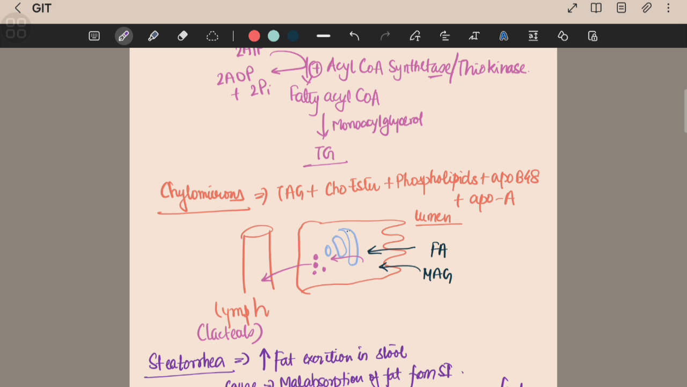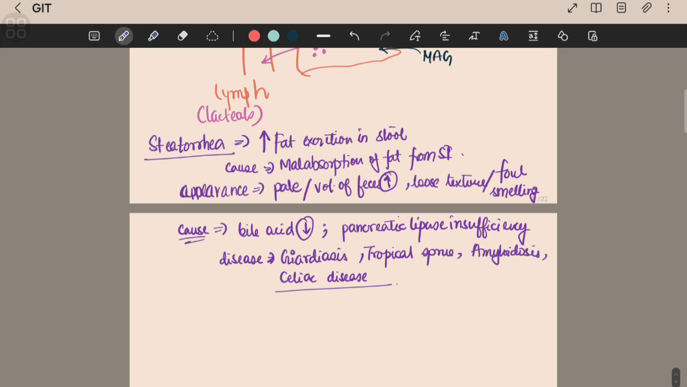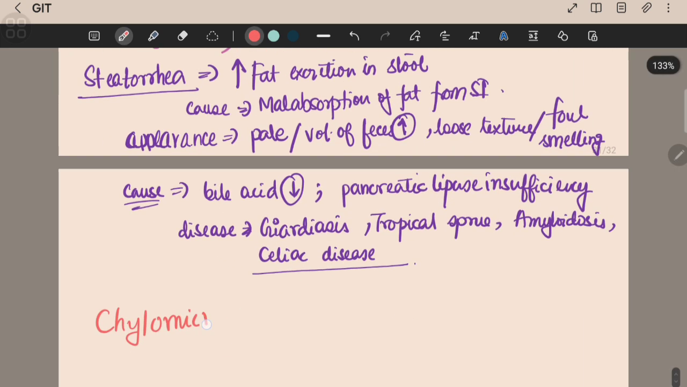The dietary exogenous triglycerides will be absorbed and transported into the blood as chylomicrons, as I've already discussed, and these will actually reach the level of adipose tissue and liver. Via the lymphatics, they will reach the liver and the adipose tissue.